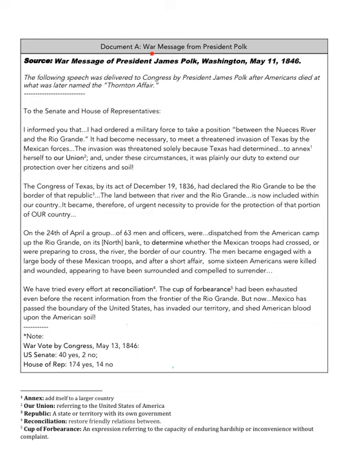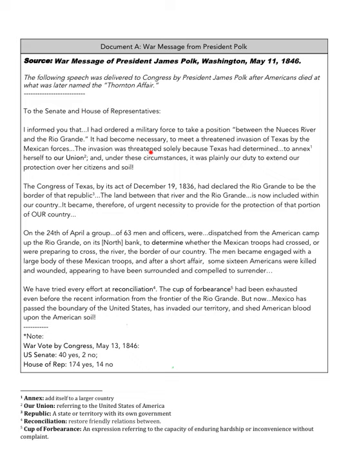Document A, War Message from President Polk. Source, War Message of President James Polk, Washington, May 11th, 1846. The following speech was delivered to Congress by President James Polk after Americans died at what was later named the Thornton Affair. To the Senate and House of Representatives, I informed you that I had ordered a military force to take a position between the Nueces River and the Rio Grande. It had become necessary to meet a threatened invasion of Texas by the Mexican forces.